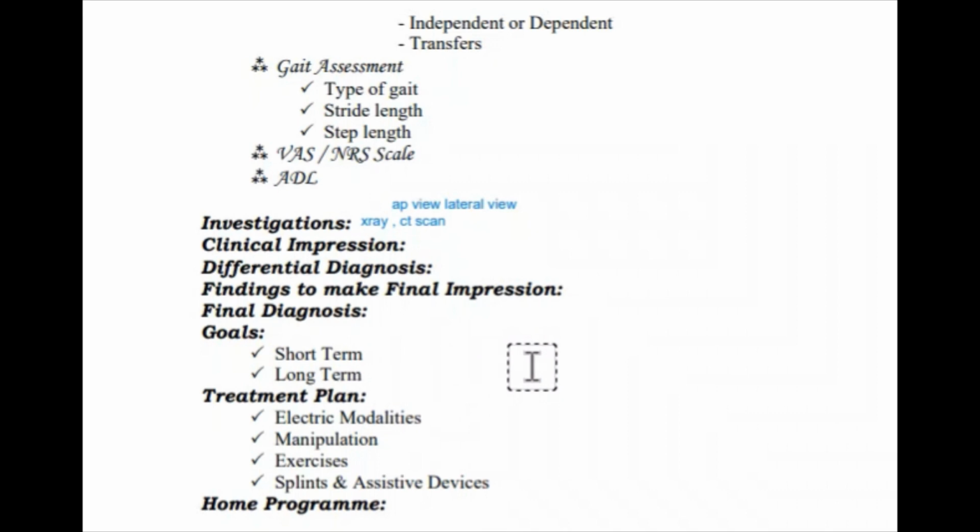Basically the rehab. Then treatment plan: explain the electrical modalities, and manipulation or mobilization, if it is done, then you have to mention it. And exercises, you have to make an exercise regime for the patient. The splints and assistive devices should be mentioned, and the home program if needed. If the patient needs a home program, specifically for frozen shoulder, if you want the patient to perform exercises at home, you can make a home program as well. So this completes the orthopedic assessment.